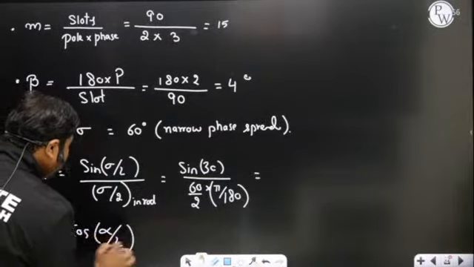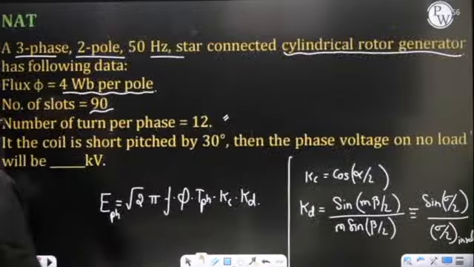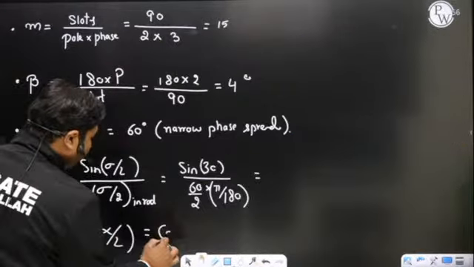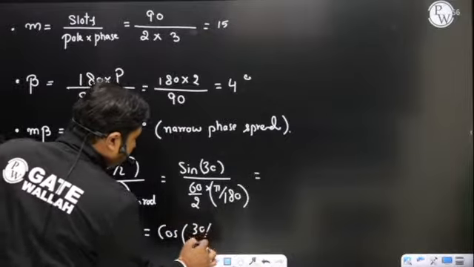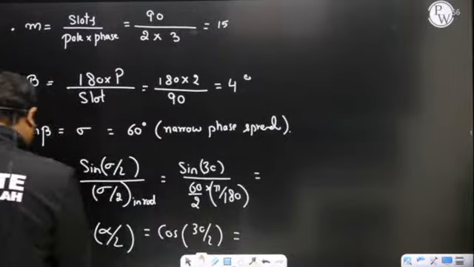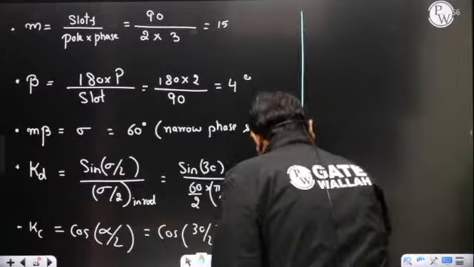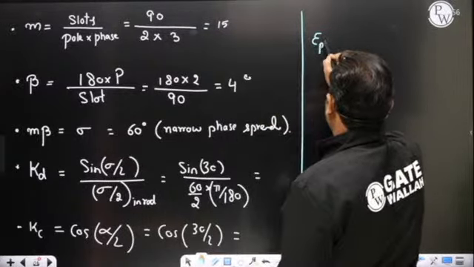Short pitching is already given in the question itself: it is short pitched by 30 degrees. So if it is short pitched by 30 degrees, this will become 30 by 2. So we have a KD also.